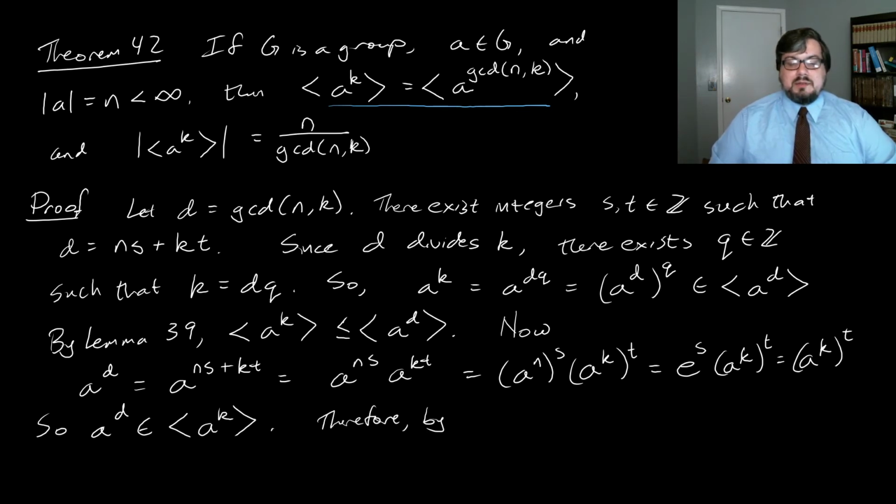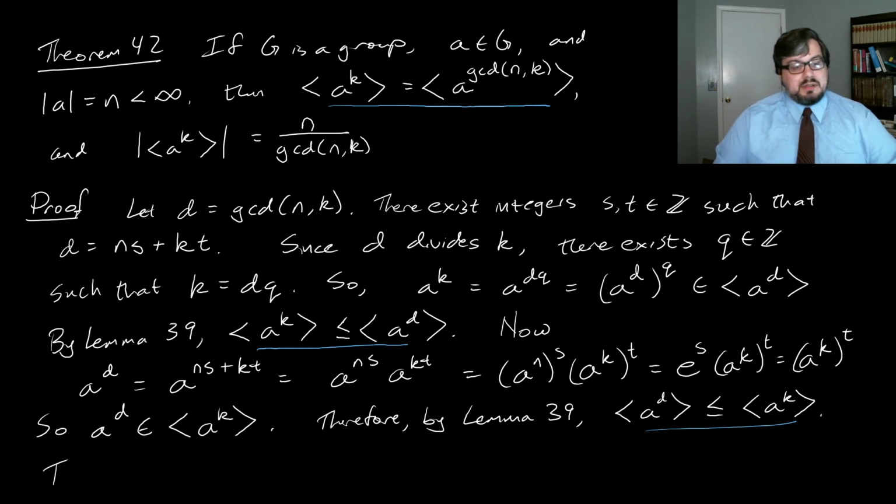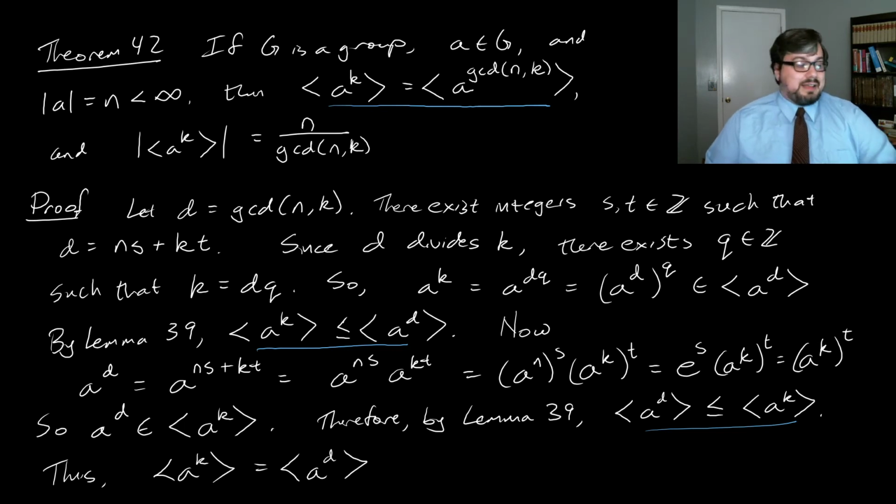Therefore, again by lemma 39, this tells us that the cyclic subgroup generated by a to the d is a subgroup of the cyclic subgroup generated by a to the k. So now we've got both directions, and thus this tells us that the cyclic subgroup generated by a to the k is equal to the cyclic subgroup generated by a to the d.